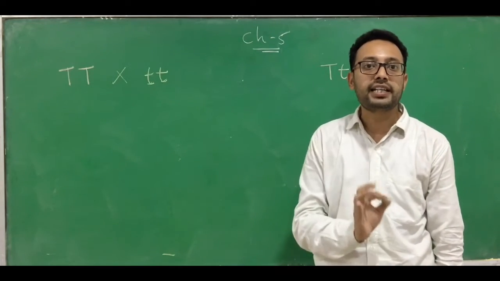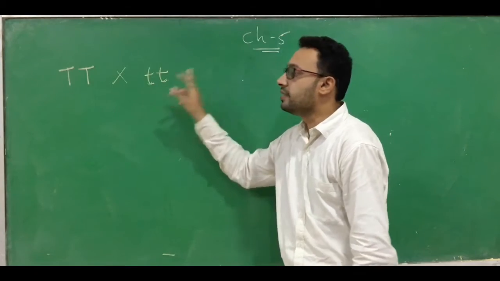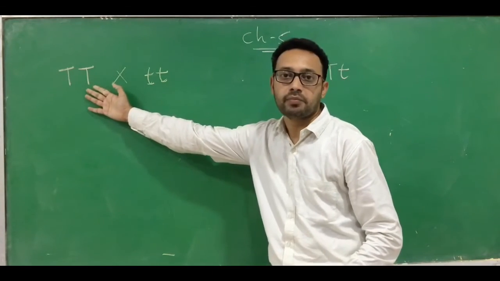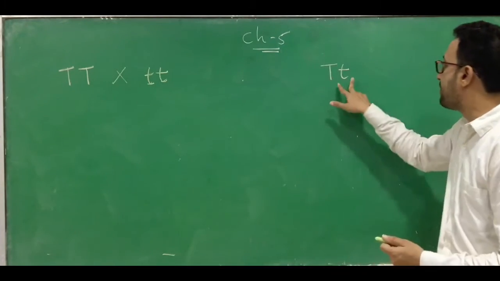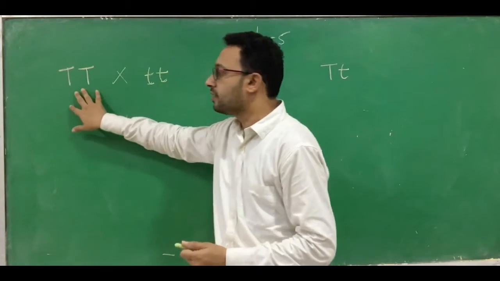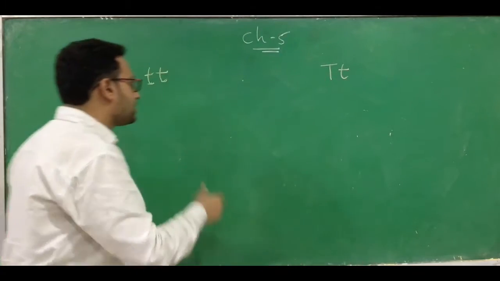Okay, why we are calling it dominant, we will see later on. The small letter represents a recessive. You know that when both are the same, we call it homozygous, and when both are different, we call it heterozygous. So here, whatever it may be, we have to cross it with a homozygous recessive plant.